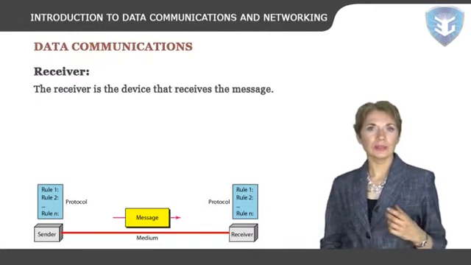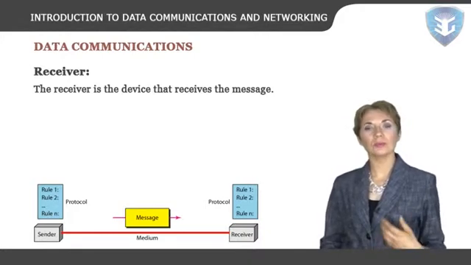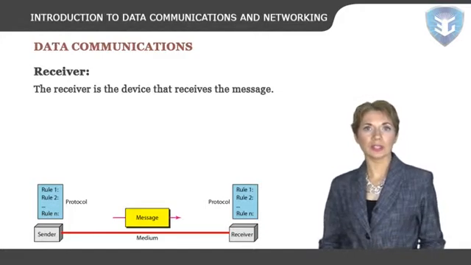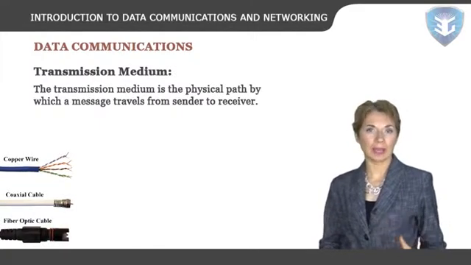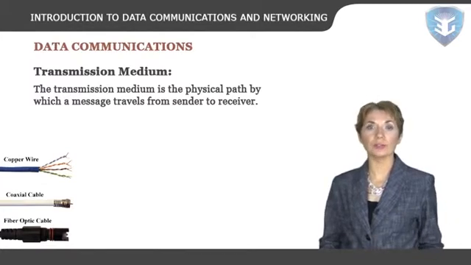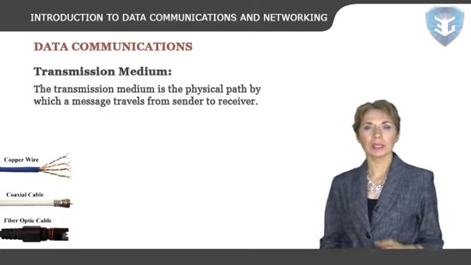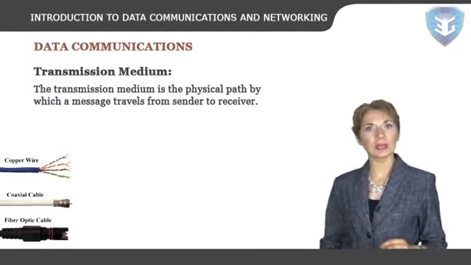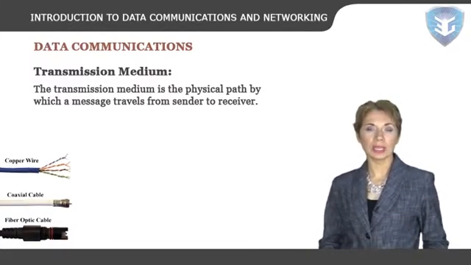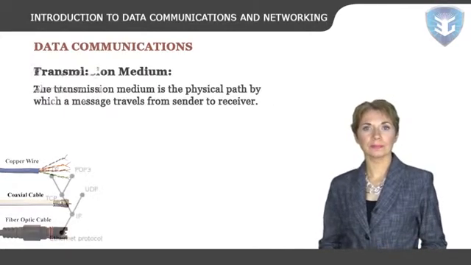Receiver. The receiver is the device that receives the message. It can be a computer, workstation, telephone handset, television, and so on. Transmission medium. The transmission medium is the physical path by which a message travels from sender to receiver. Some examples of transmission media include twisted pair wire, coaxial cable, fiber optic cable, and radio waves.